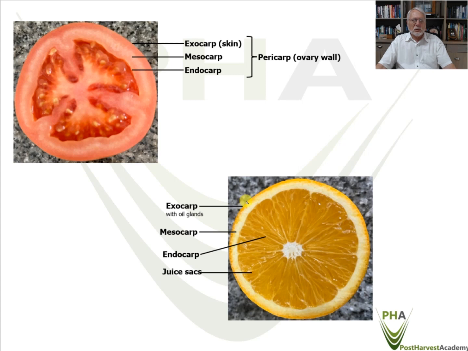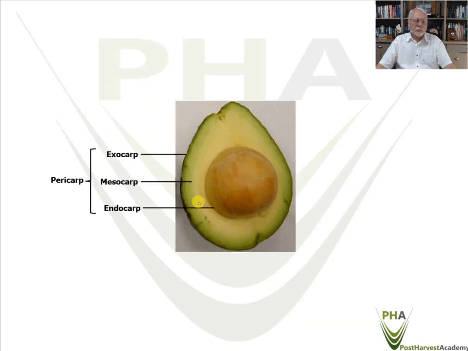In citrus, such as orange, the colored part, the yellow or orange part, develops from the exocarp, and it contains oil glands. The white part of the peel develops from the mesocarp, and these radial white membranes from the endocarp. And the locules contain juice cells or juice sacs. In avocado, the peel develops from the exocarp, the edible part from the mesocarp, and the brown membrane that surrounds the seed from the endocarp.